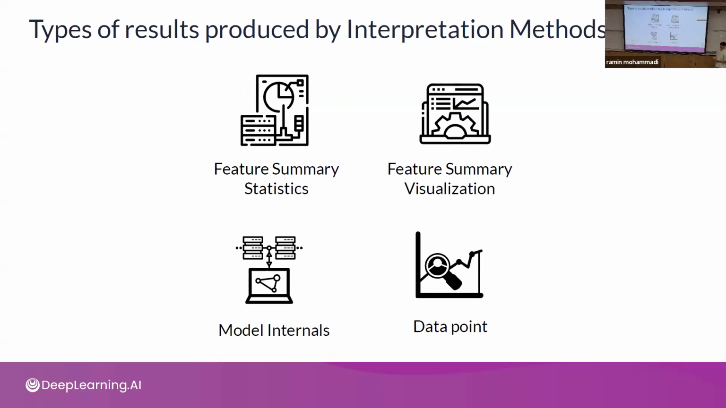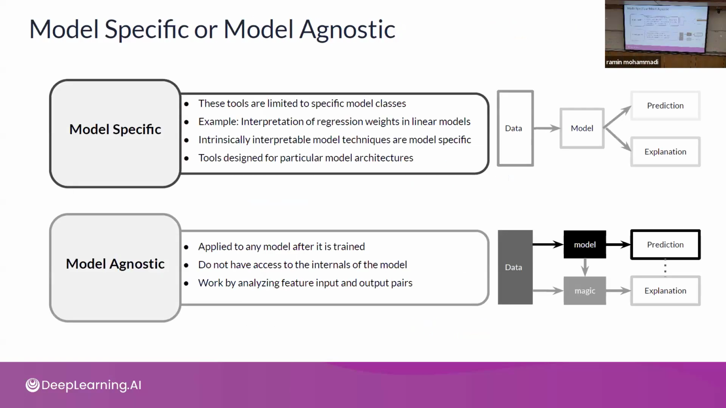The types of summaries or results that you can get back from these methods could be feature summary statistics, which is overall how the features are correlated with respect to the model's output and stuff like that. Feature summary visualization, model internals, how it works, and data points, like what happens if you change a data point by a certain value, will it impact the model's output or not? So that gives you a series of summaries from these post hoc methods.